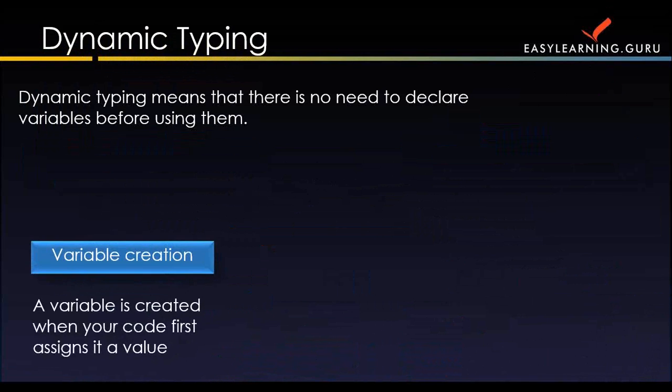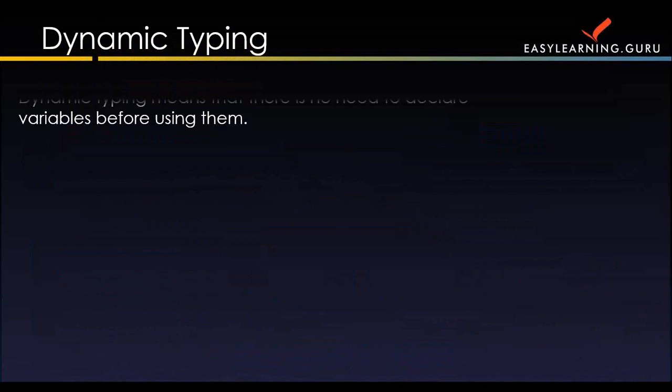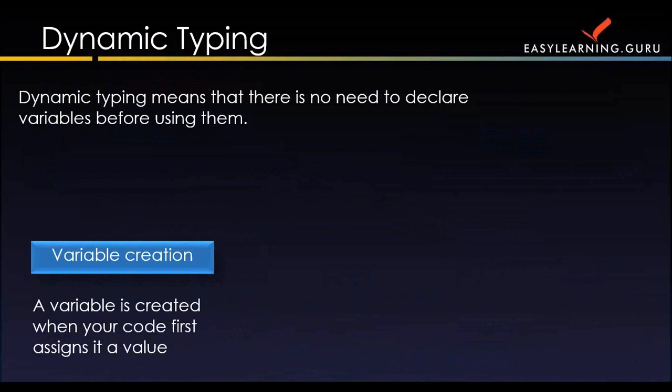In Python, all of this pans out in a very natural way. The very first one is variable creation. A variable is created when your code first assigns it a value. Future assignments change the value of the already created name.